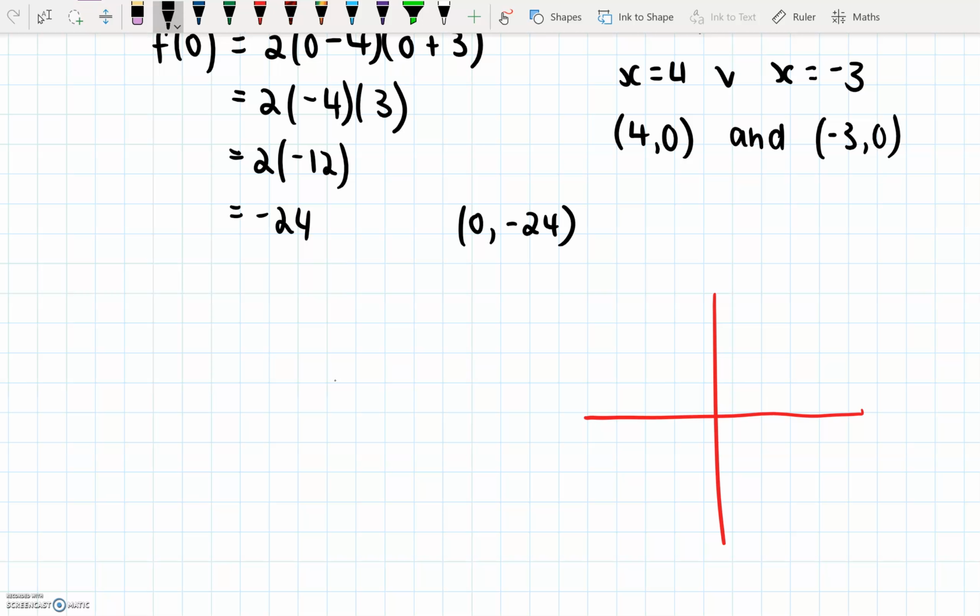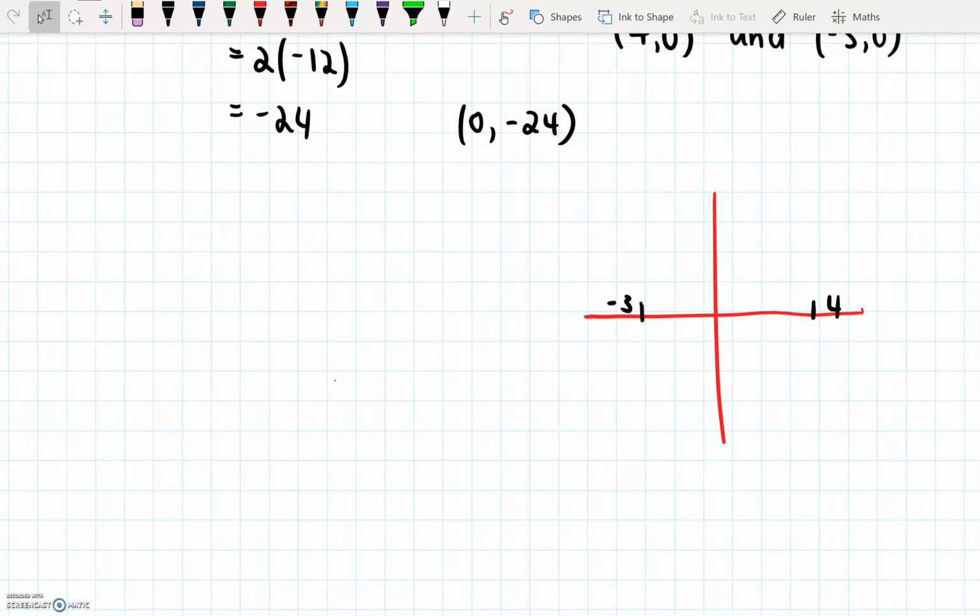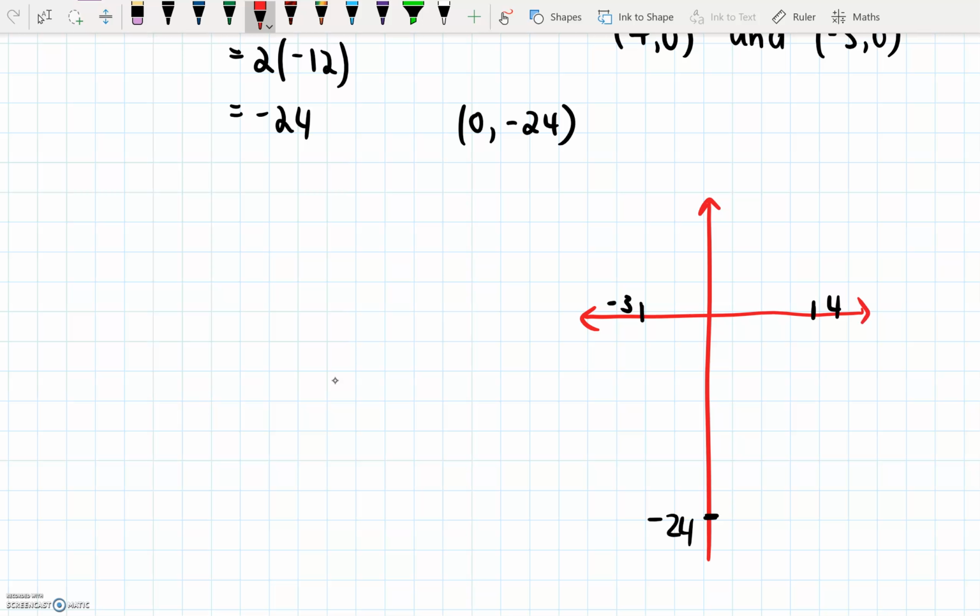Okay, so we have an x-intercept at 4. Let's say that this is 4. Doesn't matter where it is. We have an x-intercept at -3, so this is going to be -3. And we have a y-intercept. Let's make it a little longer, just to make it clearer. We'll make our y-intercept down here at -24. Okay, so we found these so far.